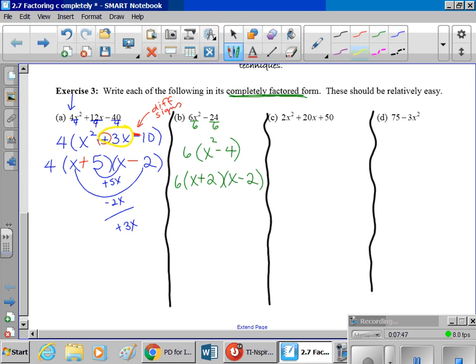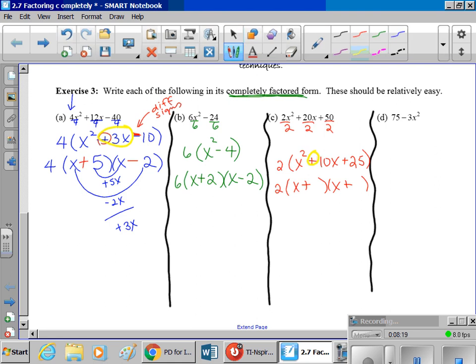See, again, because 2 is the smallest number I have and it goes evenly into every term, factor out a 2 to get x squared plus 10x plus 25. Keep the 2 and factor x and x. In this case, the signs are the same and they're both positive because I look right here. This tells me the signs are the same and this sign tells me they're both plus.